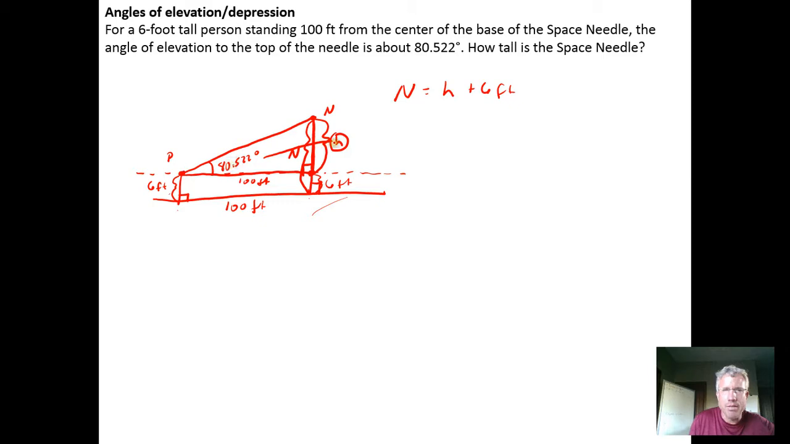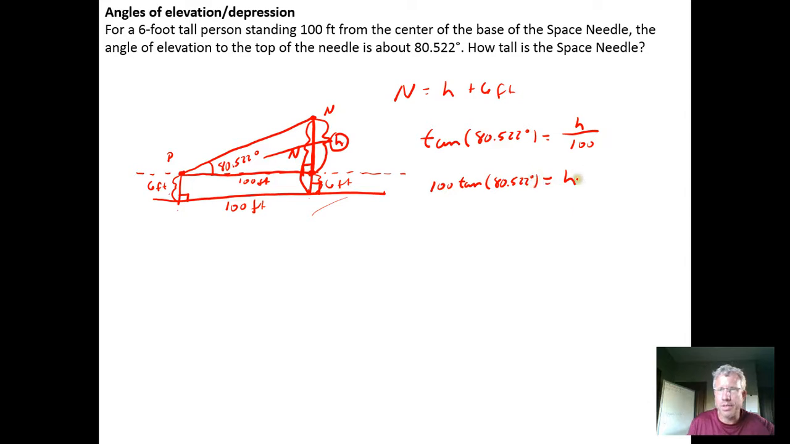So I have an angle, I want to know the side opposite that angle, and I know the side adjacent to that angle, so I'm going to use the tangent function. I'm going to say that the tangent of 80.522 degrees is equal to h, which is the side opposite, divided by the 100 feet that is adjacent to the angle. I multiply both sides by 100 to isolate h.